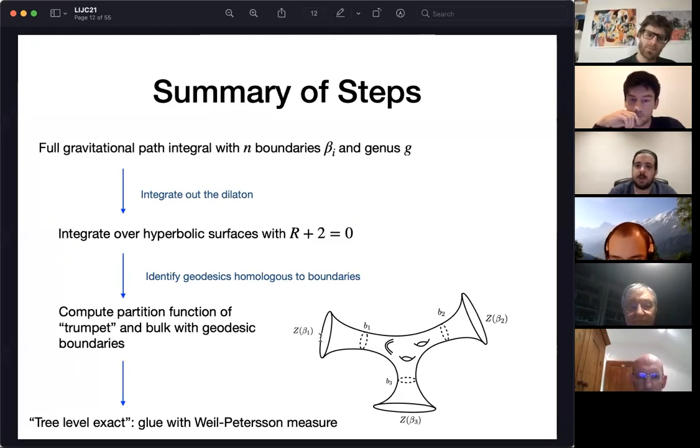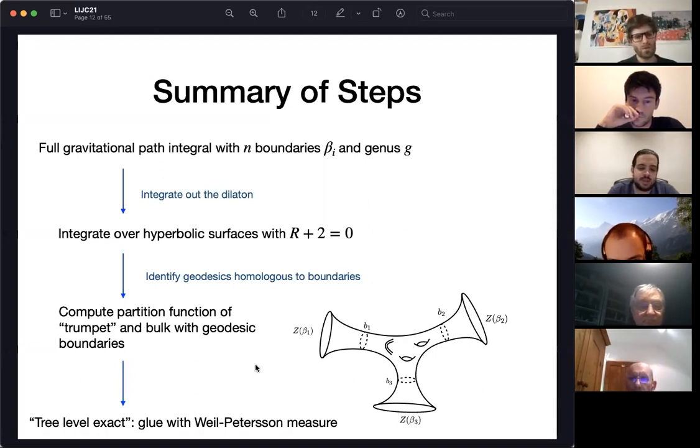And this measure, the naive one, would be the Weil-Petersson volume, and the statement that JT gravity is tree-level exact just tells you that that's actually all you have. So there is no further dependence. I mentioned this because if you look at non-orientable surfaces, that was done in a paper by Stanford and Witten, then you lose this property. And now you have a one loop determinant that depends on b that you need to add on top of the Weil-Petersson measure when you glue and you do all this.